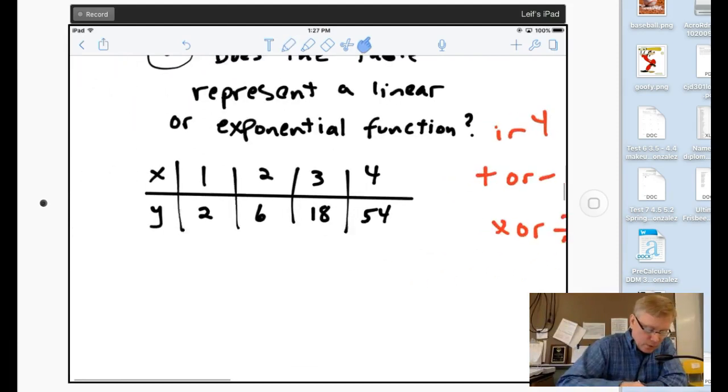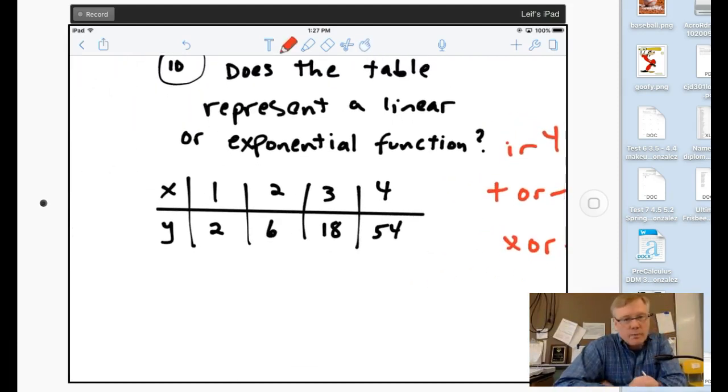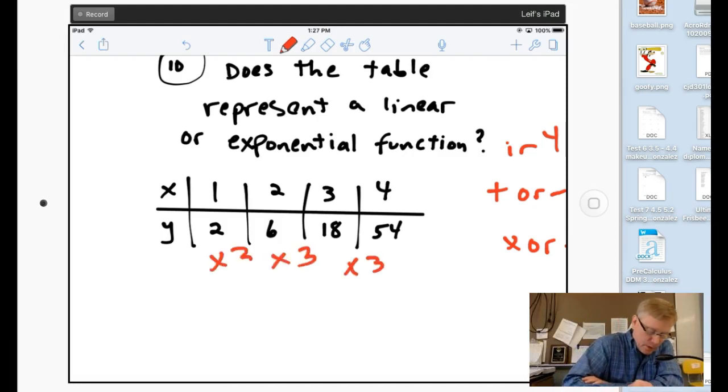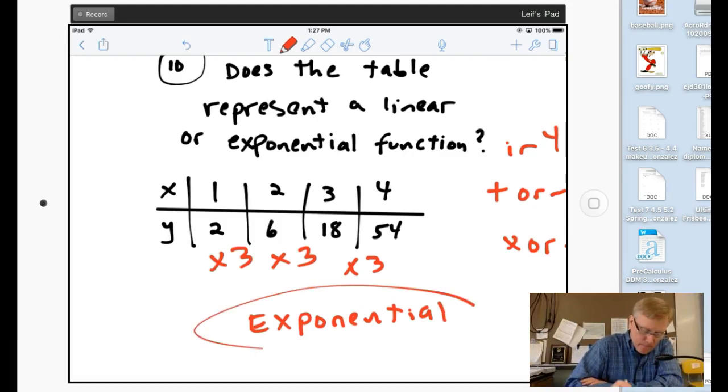So let's see if we can figure out what's going on with the y column. The x column is just going up by 1s. So 2 to 6, what did you do to get there? Well, you either added 4 or multiplied by 3. To get from 6 to 18, you either added 12 or you multiplied by 3. To get from 18 to 54, you definitely multiplied by 3. So since I multiplied over and over again, this is exponential.